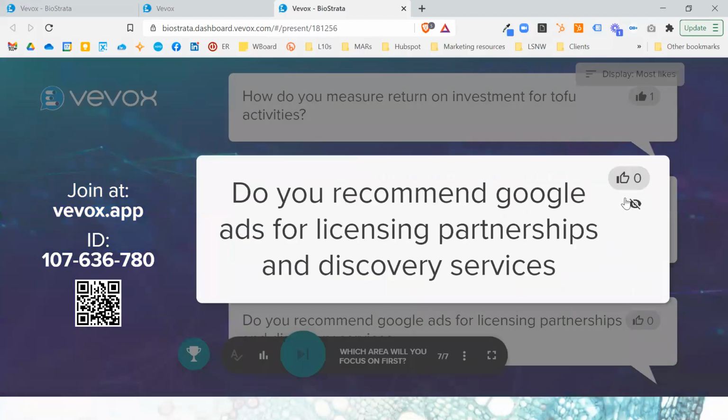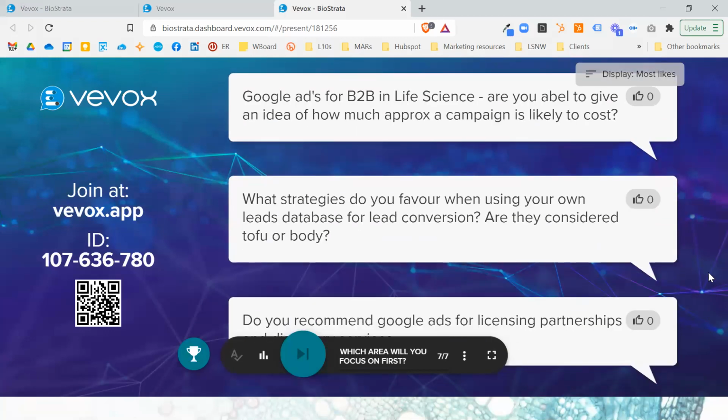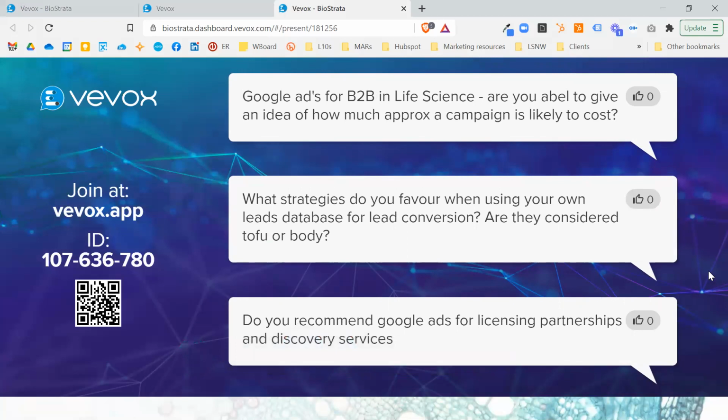Let's put that. Do you recommend Google Ads for licensing partnerships and discovery services? Oh, that's a great question. So ultimately, Google Ads, the classic, I'm sorry, it's not the answer you want, is it depends. It's critical when evaluating channels, all channels, but especially Google Ads, to do the research to try and get a feel for what people are searching for in your market.